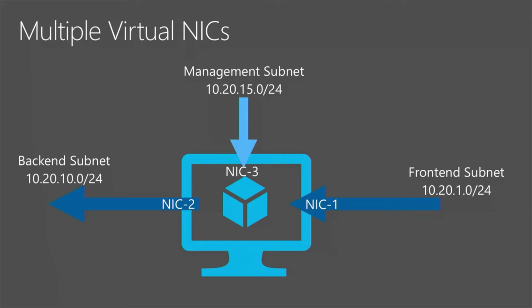Okay, so now we're looking at multiple NICs, so built for security. So this is how you can really control your traffic. The subnets are going into different NICs on the box, and you can really monitor exactly what's going on.